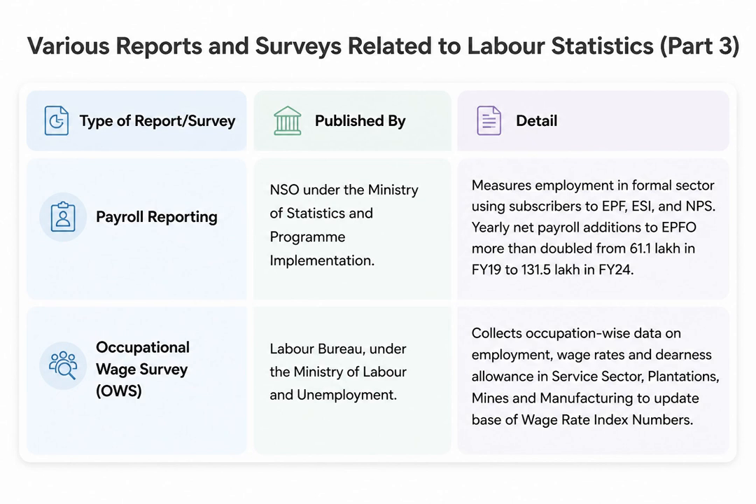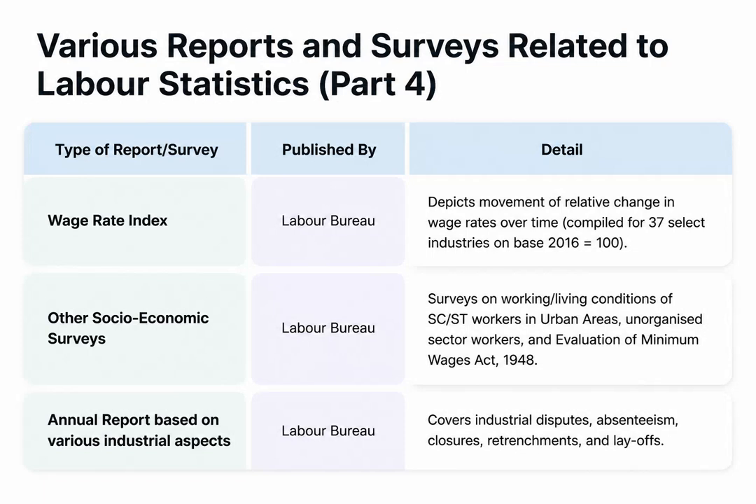We also have the Occupational Wage Survey by the Labor Bureau. This survey collects specific occupation-wise data on wages and dearness allowances across services, plantations, mines, and manufacturing. This data is crucial because it helps build the base year weights needed to update our wage rate index. Speaking of the Wage Rate Index, it is also published by the Labor Bureau. It tracks the relative changes in wage rates over time and is currently compiled for 37 select industries using 2016 as the base year. The Labor Bureau also conducts several other socioeconomic surveys.